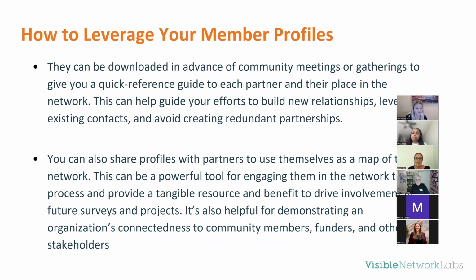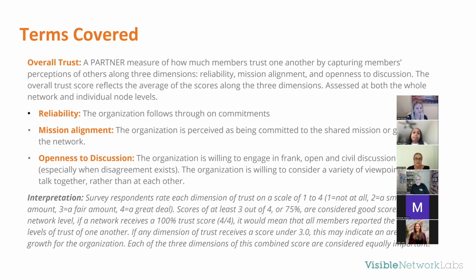So this is measured by capturing members' perceptions amongst our 3 dimensions, which are reliability, mission alignment, and openness to discussion. Reliability measures how an organization is perceived to follow through on their commitments. Mission alignment measures organizations being committed to the shared mission and goal of the network. And openness to discussion measures how an organization is perceived to have a willingness to engage in frank discussions and consider other viewpoints, which Sarah has mentioned earlier, in a professional manner.